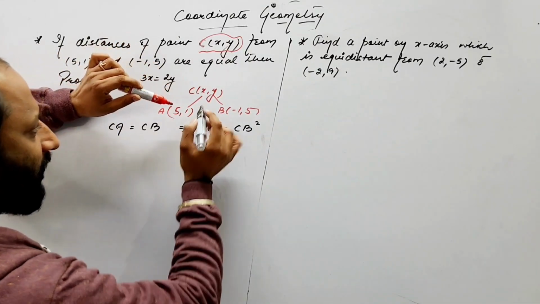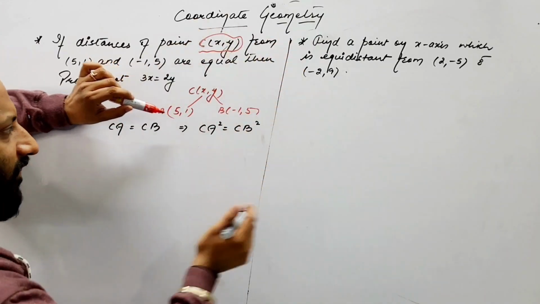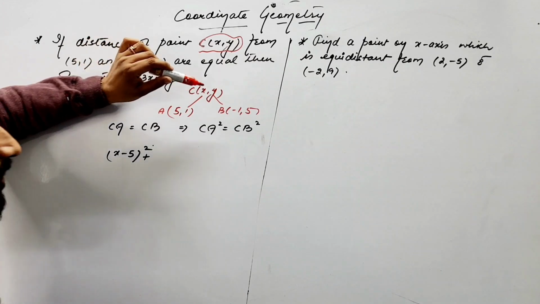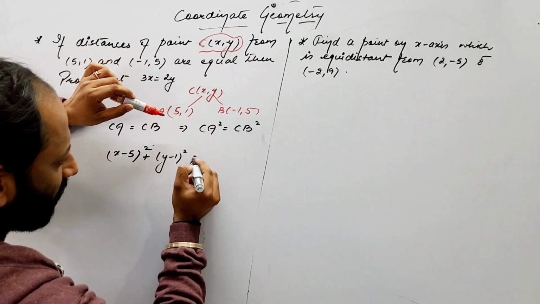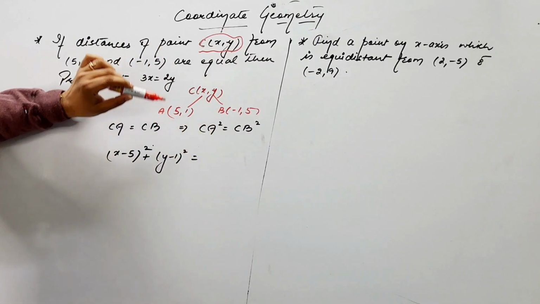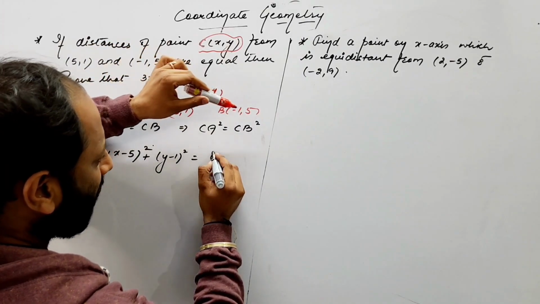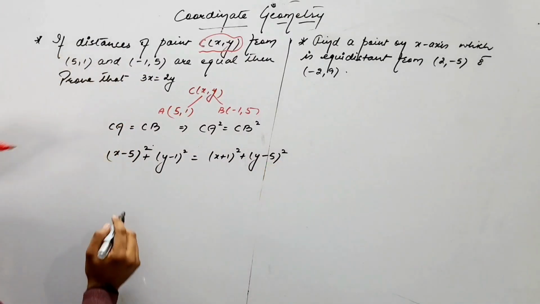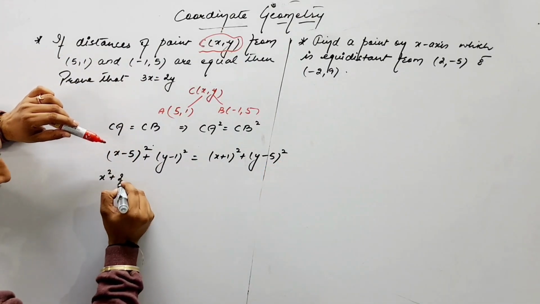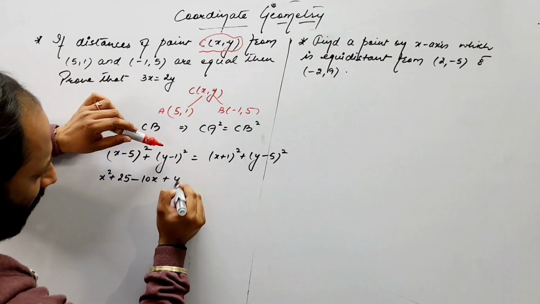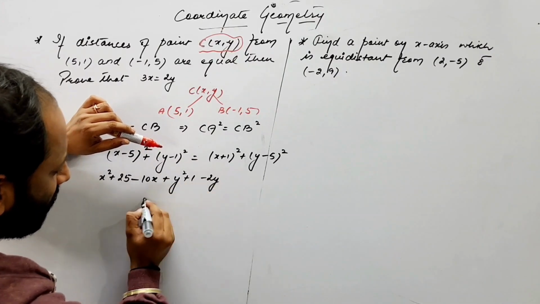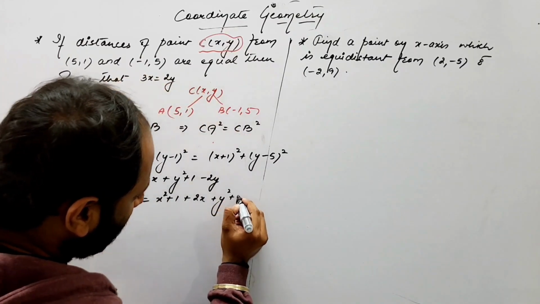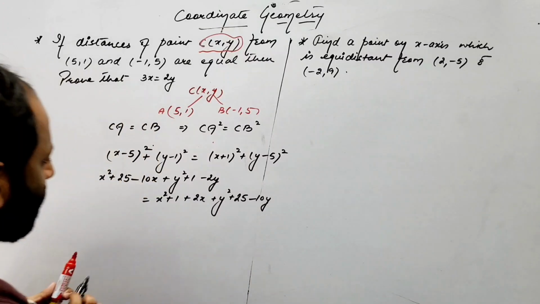Either you can write x minus 5 or you can write 5 minus x. That's no problem at all because we have to square, so the negative sign doesn't matter, plus (y minus 1) whole square. If you write the square root, with the square it will be cancelled. Same, (x minus minus 1, that is x plus 1) plus (y minus 5) square. Recall: (a minus b) whole square is a square plus b square minus 2ab, and (a plus b) whole square is a square plus b square plus 2ab.